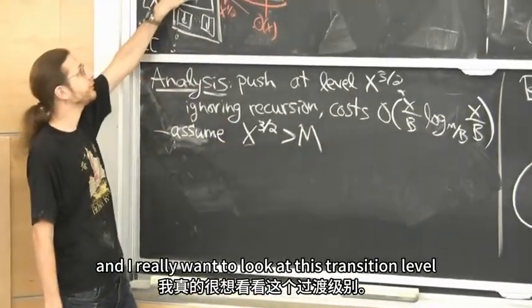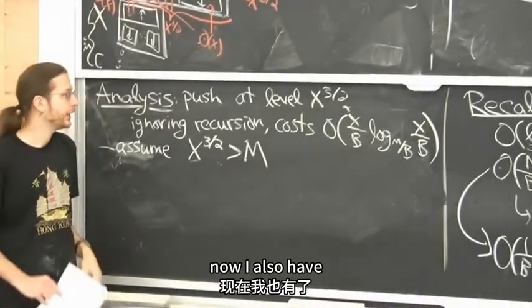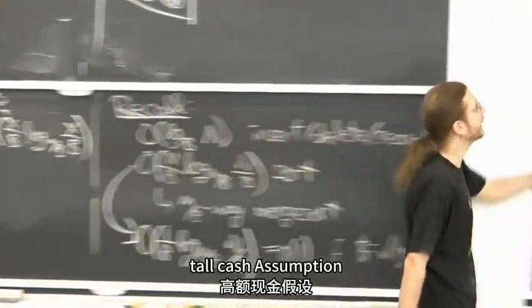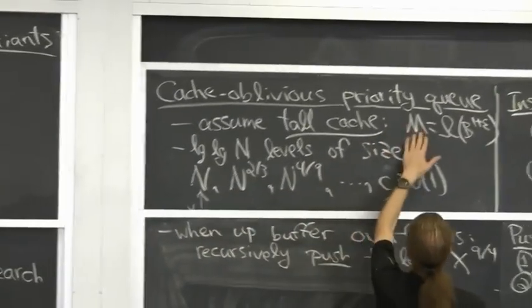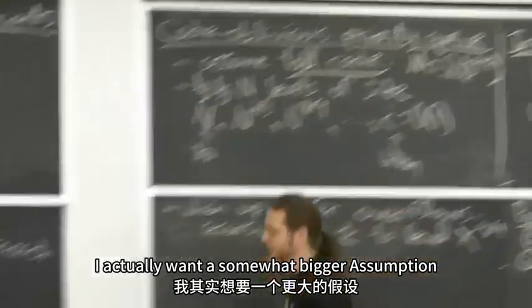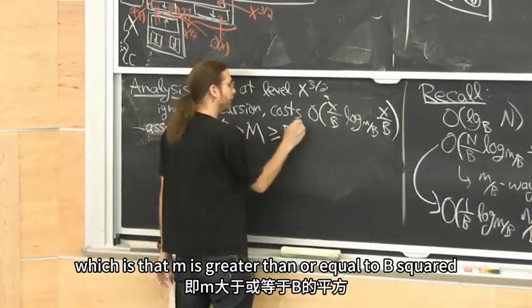And I really want to look at this transition level, but we're going to have to look at all of them. So let's do this. Now, I also have the tall cache assumption: M is at least B to the 1 plus epsilon. I actually want a somewhat bigger assumption, which is that M is greater than or equal to B squared.